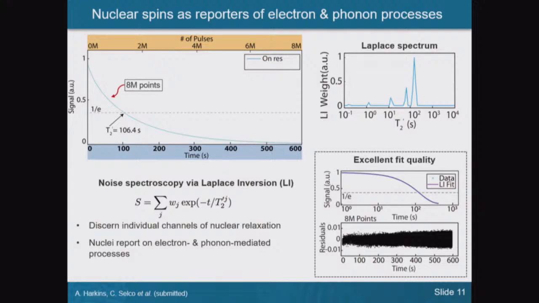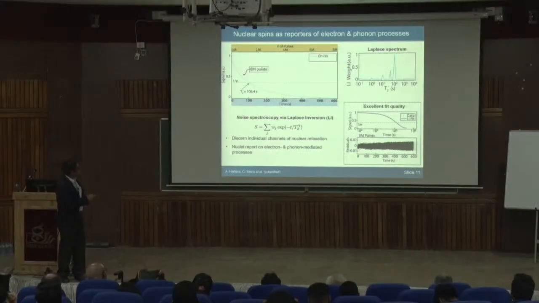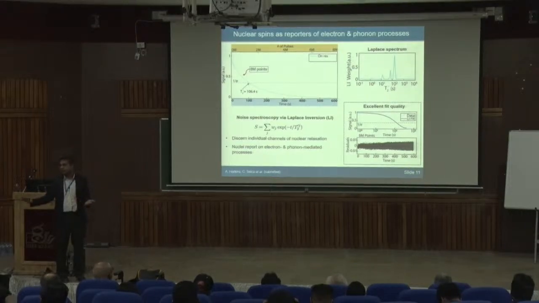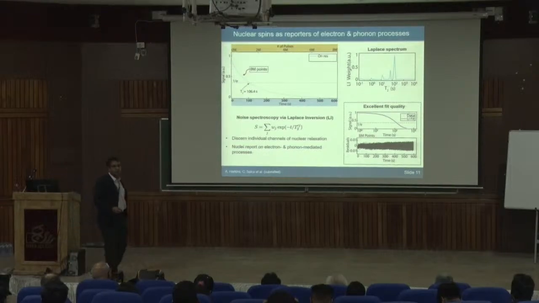So that's what's shown here. The data and the fit are overlapped very well. And if you look at the residuals, there's less than 1% variance over 8 million points. So this is a really good fit, and therefore we know that this way of representing this data is actually an accurate reflection. And then each of these peaks, because they're separated by some orders of magnitude, are different relaxation mechanisms altogether. Okay, so you can think of it as noise spectroscopy of these qubits.